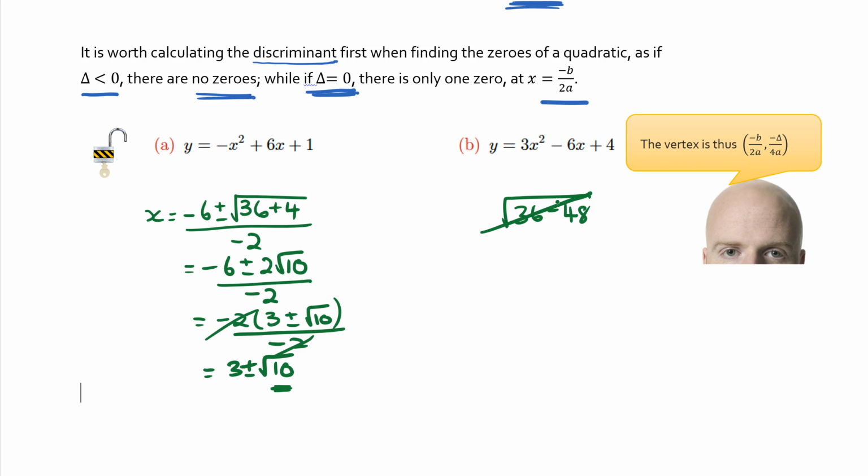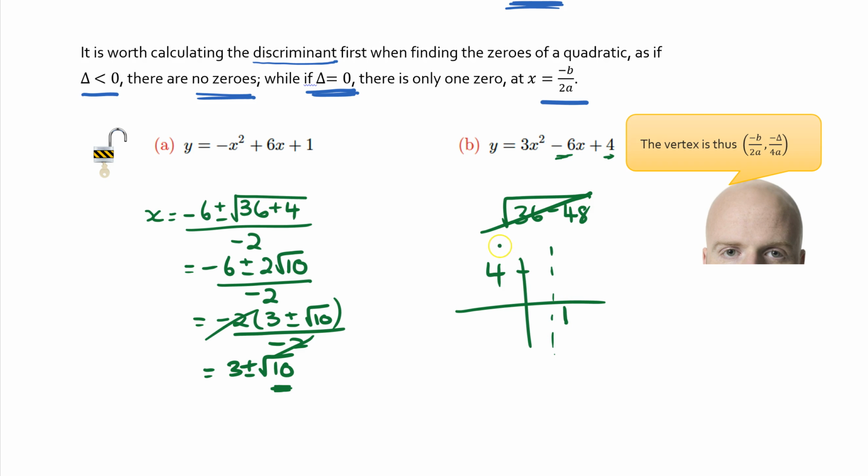That doesn't mean we can't sketch it. We can certainly sketch this parabola, but we're not going to have points where we cut the x-axis. What we could do is say our parabola cuts the y-axis at 4. It's concave up. I could locate the vertex. So the vertex is at minus b, so minus 6 on 2a, so that's going to be plus 6 on 6. So the vertex is at 1.